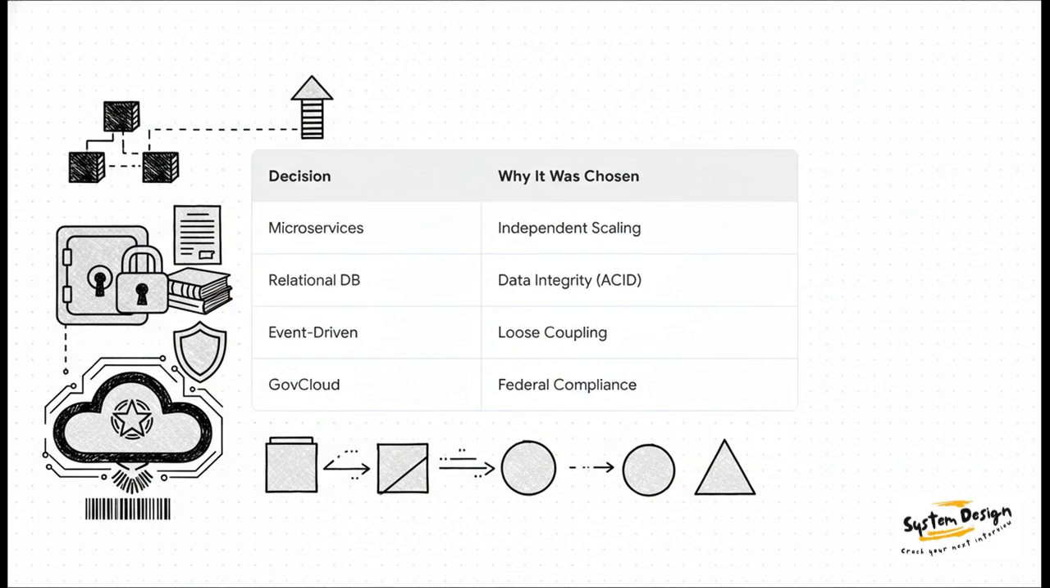For example, look at the database. They use a more traditional relational database. Why? Because for legal records, you need absolute, total certainty that the data is consistent and accurate. Other, newer databases might be a bit more flexible, but they just can't offer that same ironclad guarantee. It's a trade-off. You sacrifice a little flexibility for untouchable integrity.